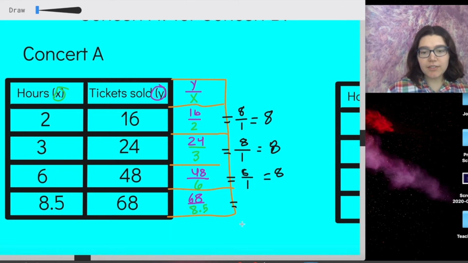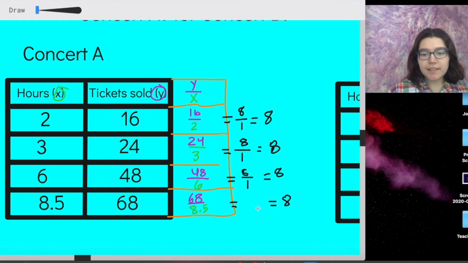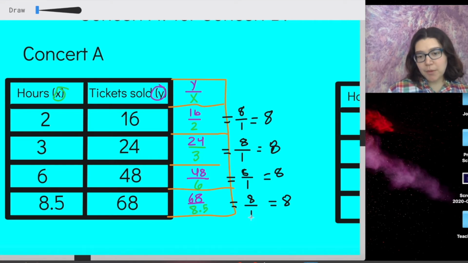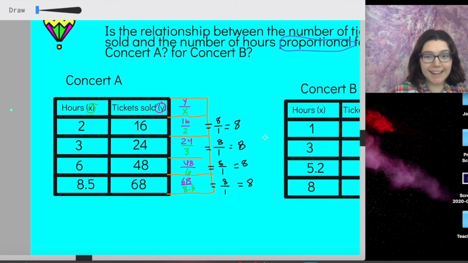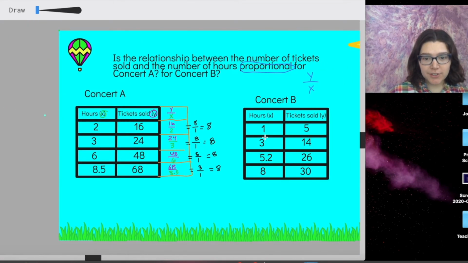And then lastly, I have 68 divided by 8.5. That's 8, right? And that's also equivalent to 8 divided by 1. 8.5 divided by 8.5 is 1, and 68 divided by 8.5 is 8. Every ratio I got for y divided by x is equivalent to 8. So are these ratios equivalent? Yes. Okay? So that means that I do have a proportional relationship.